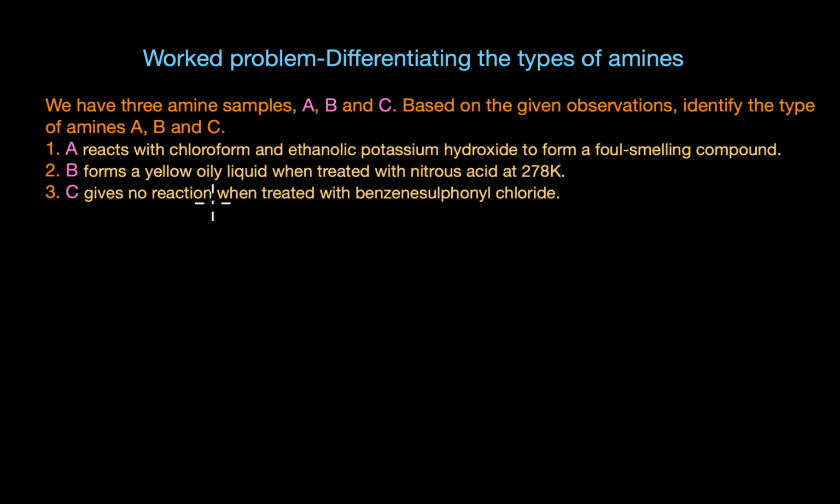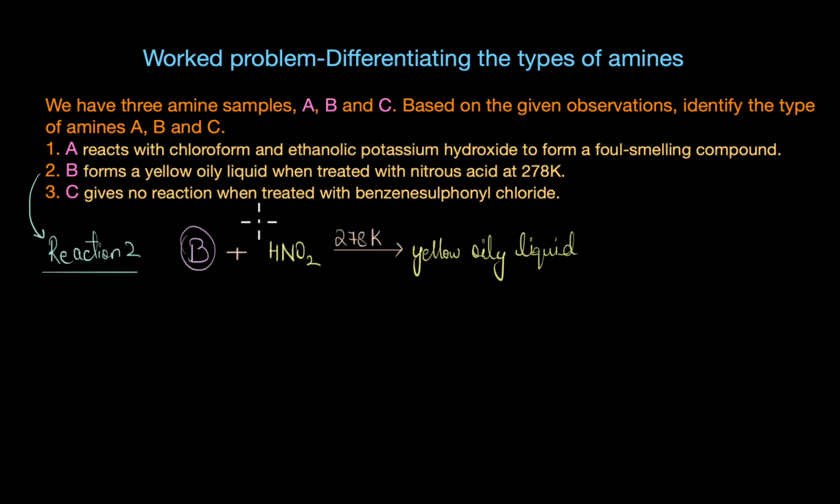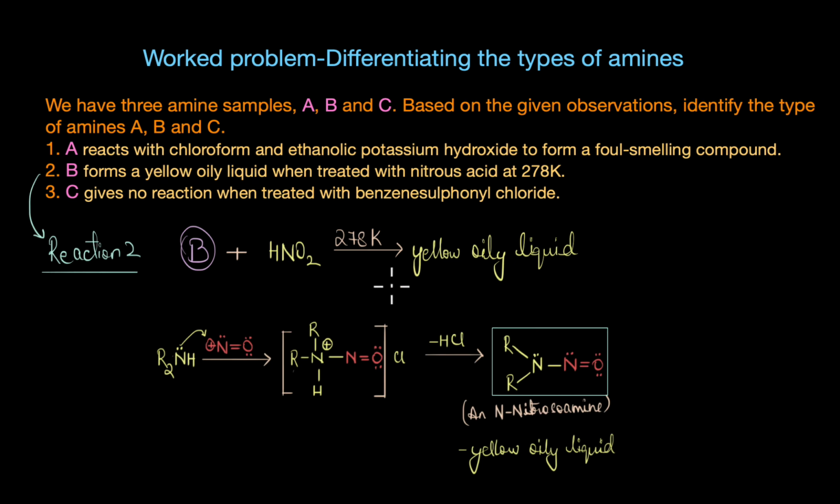Now what is happening in the second reaction? We can see that B reacts with nitrous acid at low temperature to form a yellow oily liquid. Now we know that when an amine is treated with nitrous acid, if it is a primary aliphatic amine, then it would form an unstable diazonium salt that would immediately decompose, releasing nitrogen gas, correct? However, a secondary amine would react with nitrous acid to form a yellow oily liquid that is indicative of an N-nitrosoamine. So from this reaction we can see that B is most likely a secondary amine, correct? We have the formation of a yellow oily liquid here.